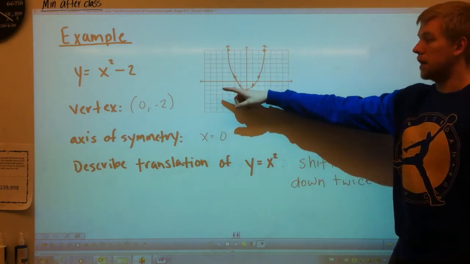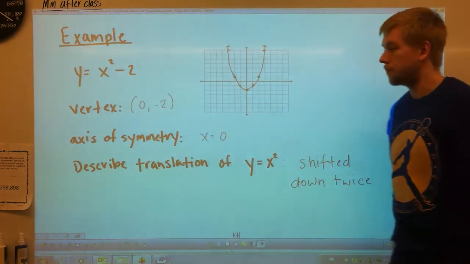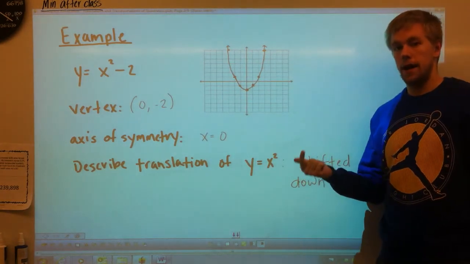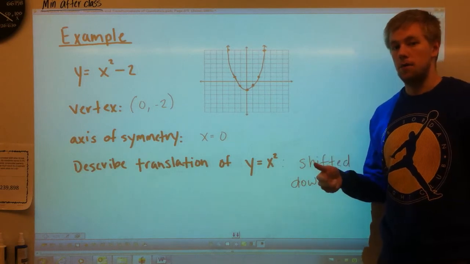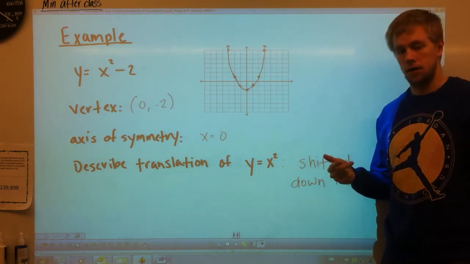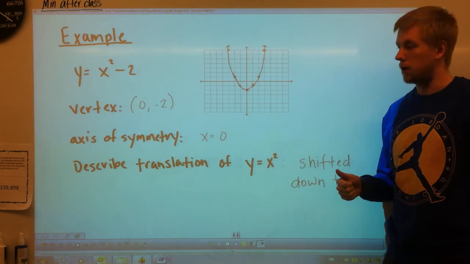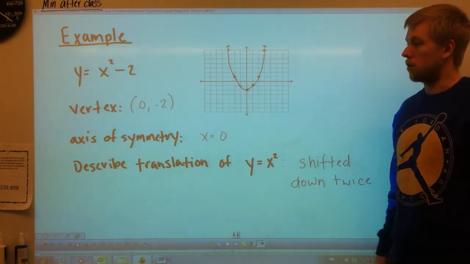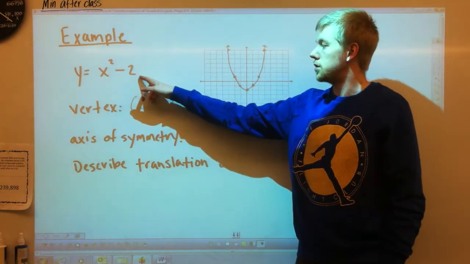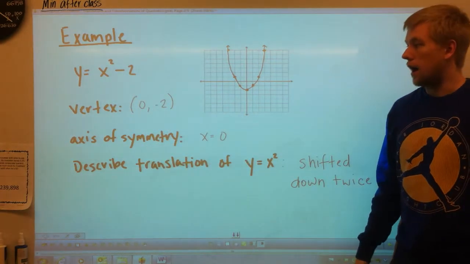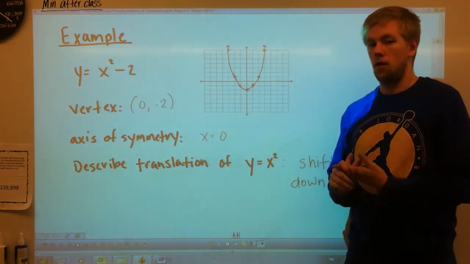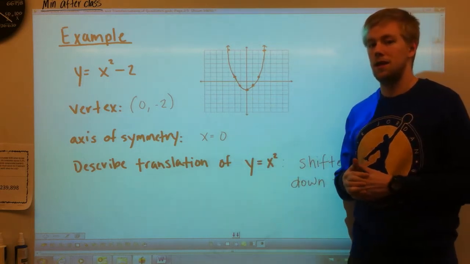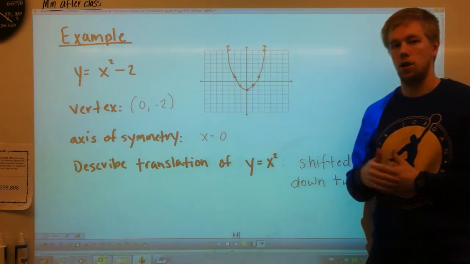We have y equals x squared minus 2. When we have x squared minus 2, we're going to be asked to find the vertex, axis of symmetry, and describe the translation from the parent function, which is y equals x squared. To find the vertex, this is written in vertex form because I have x squared minus 2. If I just look at that function, I can see that the only difference between that function and the parent function is there's a minus 2 at the end, so I can already assume that it's going to go down 2.